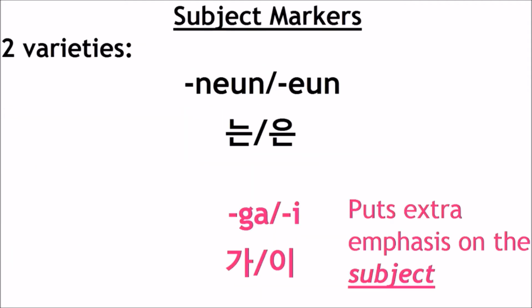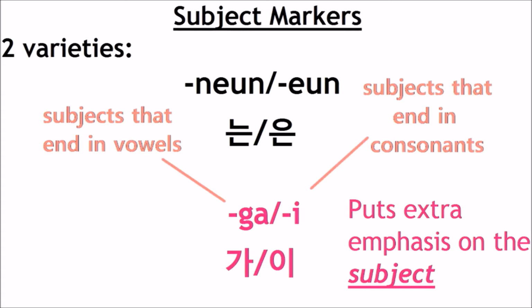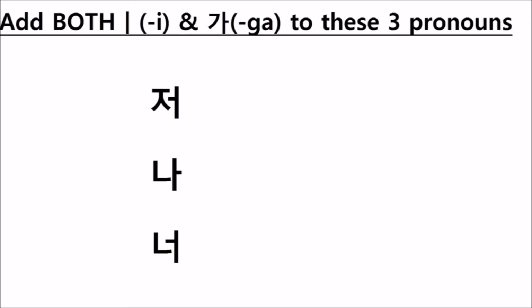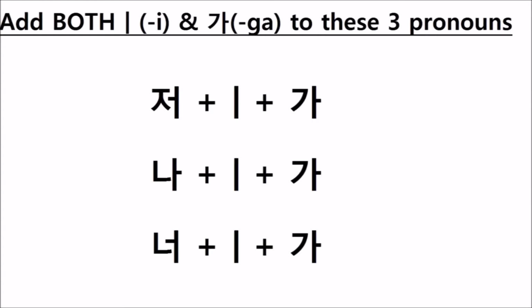Now let's talk about the 가/이 variety. Like I said before, you use the 가/이 ending if you want to put extra emphasis on the subject. The ga goes at the end of subjects that end in vowels, and the i goes at the end of subjects that end in consonants. But something special happens with the pronouns 저, 나, and 너. They end in vowels, so you would expect them to get the ga subject marker, but they actually get both, i and ga, like this. And now, watch this magic.